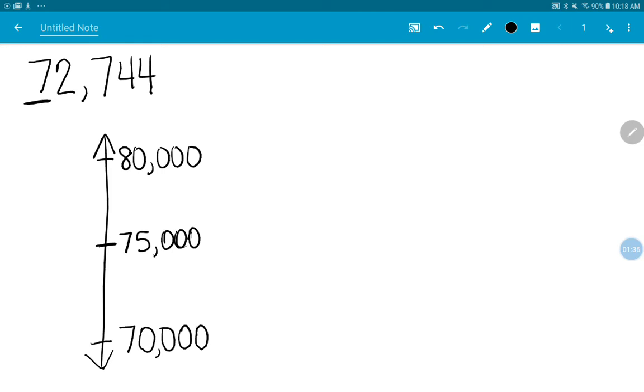Where does 72,744 go on our number line, Dylan? 70,000. Where would it go? A little bit above 70,000. It's kind of close to halfway between 70 and 75,000. So 72,744 is about right there, somewhere in that area. It's below my midpoint, less than the midpoint.